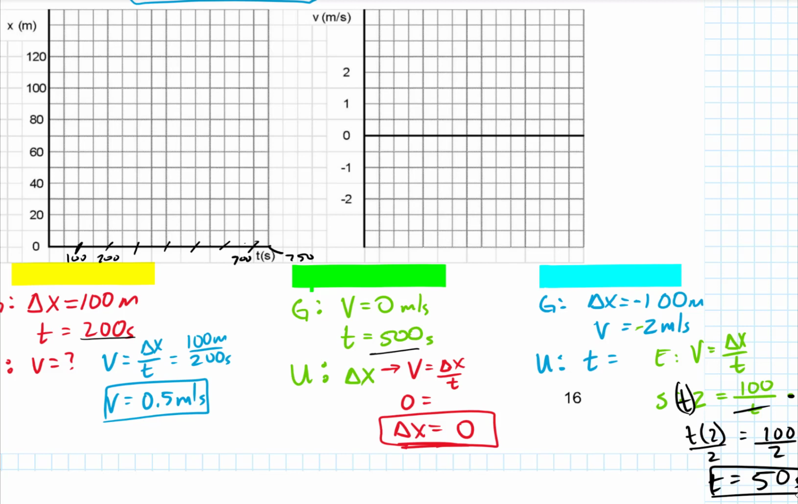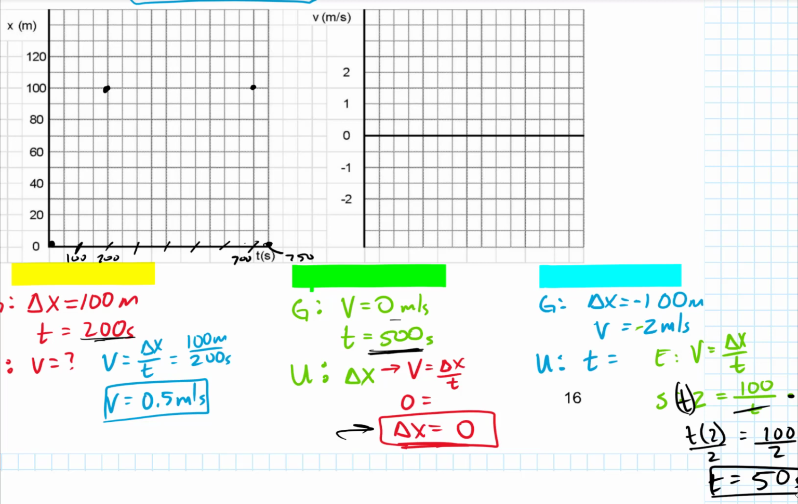So from 0 seconds to 200 seconds, we go 100 meters. That's what we have for our position. From 0 seconds to 200 seconds, we go 100. In the next 500 seconds, we don't go anywhere. There's no change in our displacement. So we stay for the next 500 seconds at 100 meters. And then in the next 50 seconds, we go back.